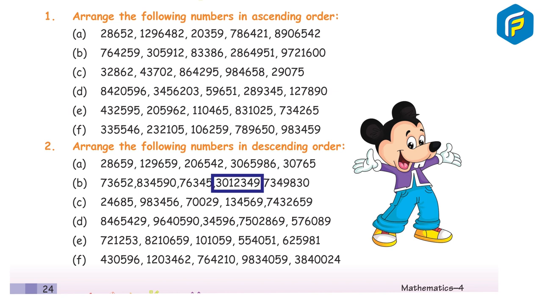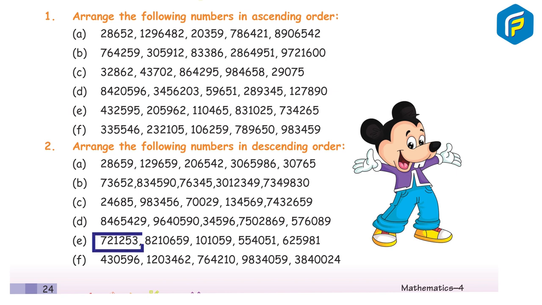B. 73,49,830, 30,12,349, 8,34,590, 76,345, 73,652. C. 74,32,659, 98,3,456, 13,4,569, 7,029, 24,685. D. 96,40,590, 84,65,429, 75,2,869, 57,6,089, 34,596.